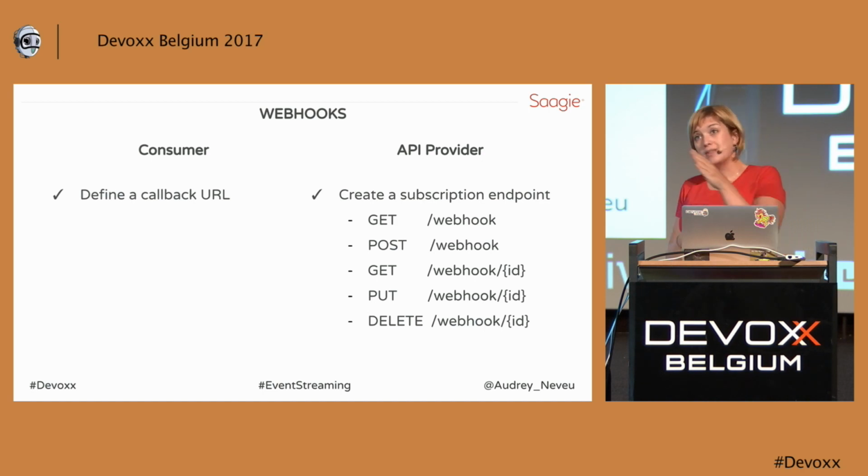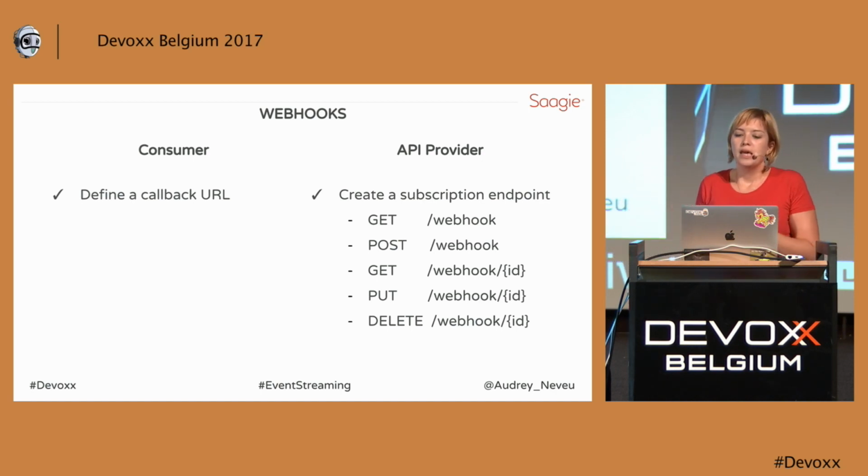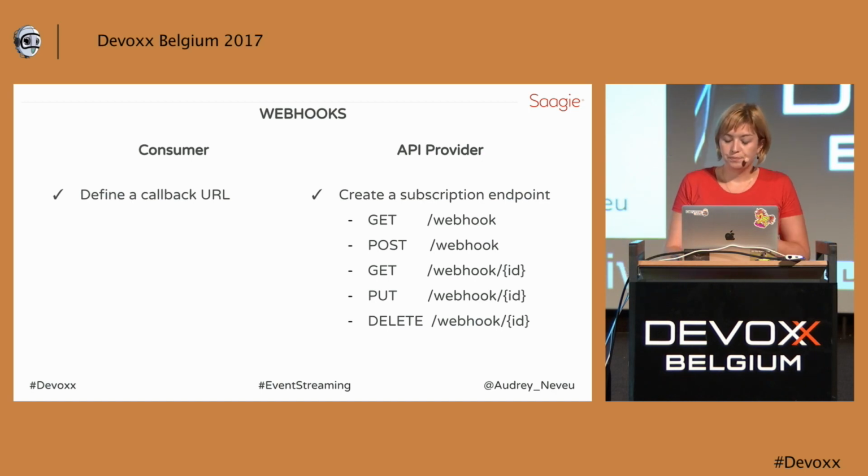And the /webhook/id, which will be used with the GET method, basically is the equivalent of a poll. It's made to debug. And with a PUT method to update the subscription, because perhaps you have changed your callback URL, and the DELETE method to simply close the subscription.